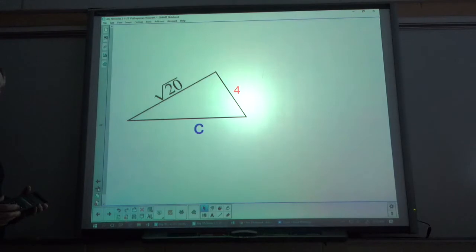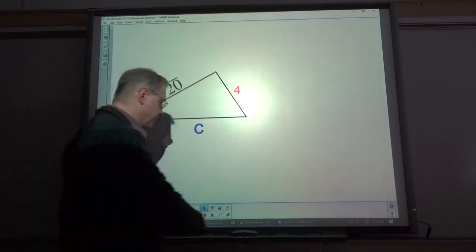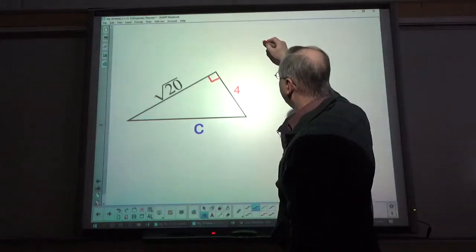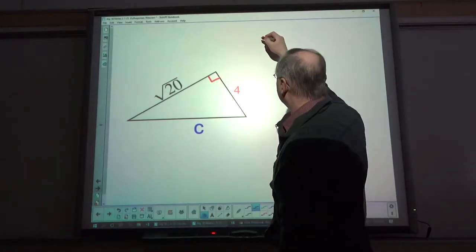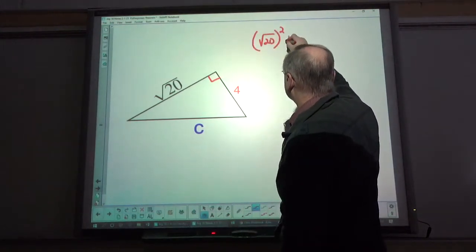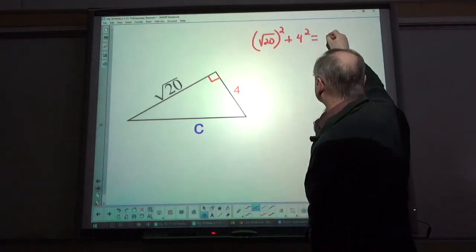Let's look at this one. Now, you may look at this and go, wait a minute, how the heck am I going to do this when I've got a square root in the values? Well, this happens to be a 90-degree angle, so a squared, let's call the square root of 20 the a. Square root of 20 squared plus 4 squared equals c squared.